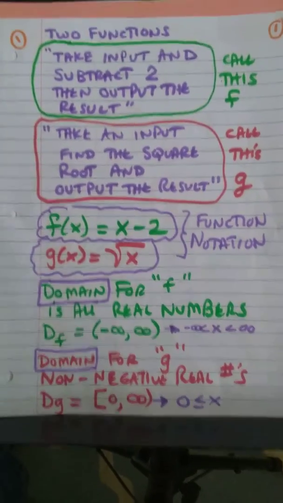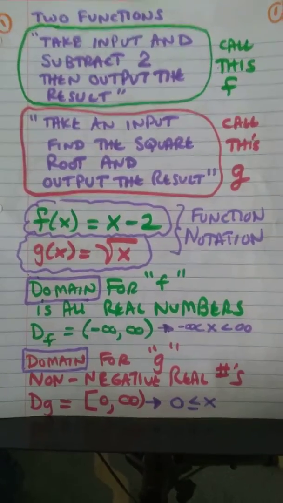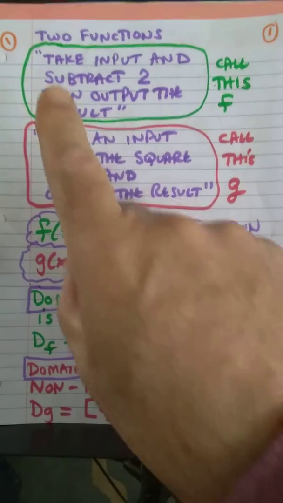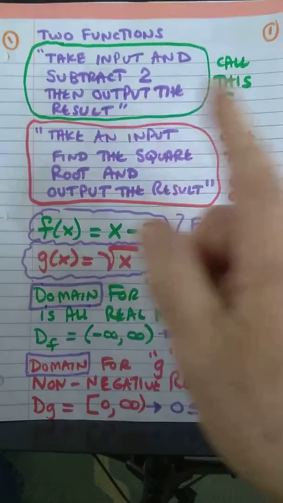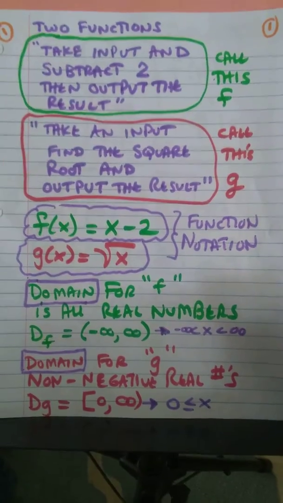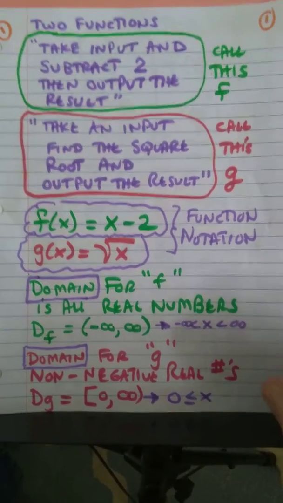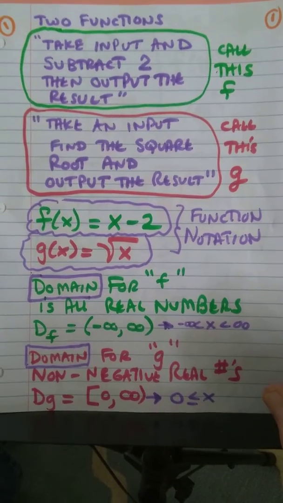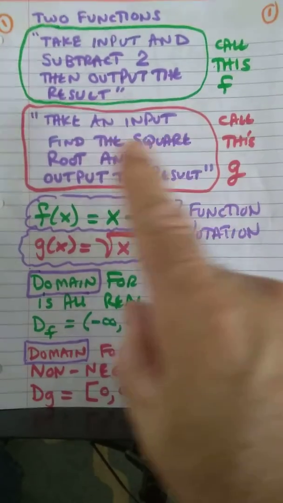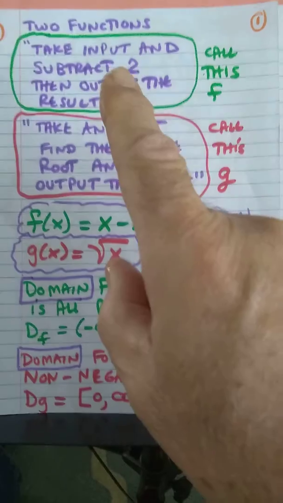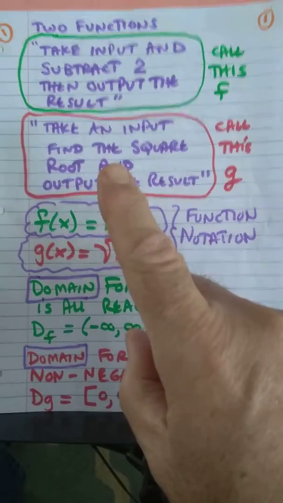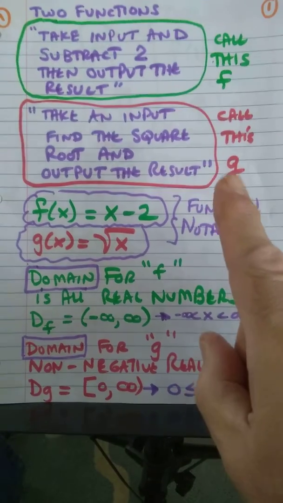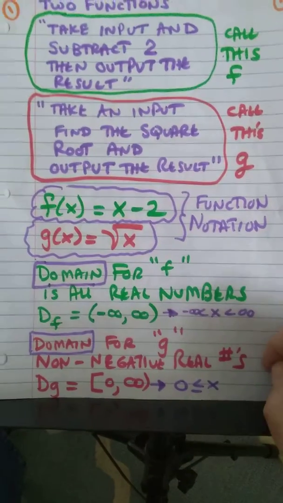Let's suppose we have two functions, two operations we need to perform. One of them is to take a number and subtract 2 from it and then send the output back to the person that gave us the number. The other operation we want to do is to take the square root of something. Let's call the first one f, where we subtract 2 from the number we're given, and let's call the other one g, where we take the square root.